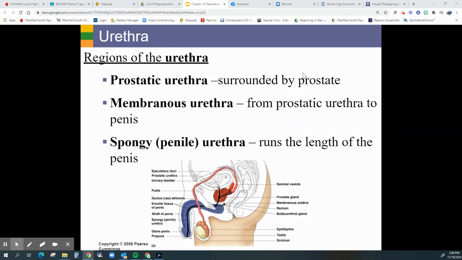Okay. There's three basic portions to the urethra. There's what's called the prostatic urethra. This is the portion that is surrounded by the prostate itself. All right. There's the membranous urethra. So this is from the prostatic urethra to the penis. And then the spongy urethra. This is the one that runs the length of the penis.